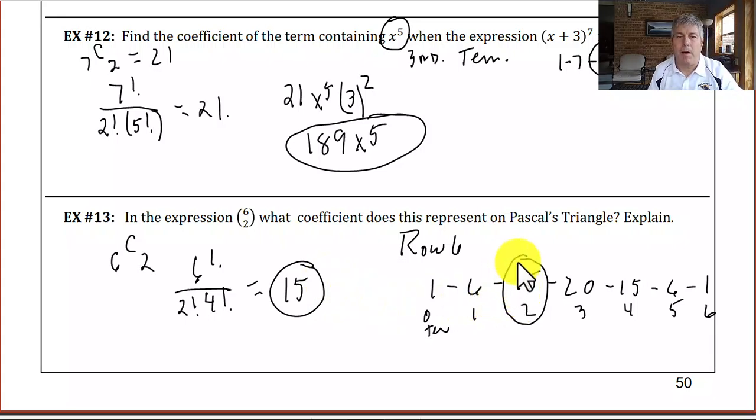So that wraps up our binomial expansion using Pascal's triangle and the binomial expansion, and you'll get some more practice with this when I see you in class.